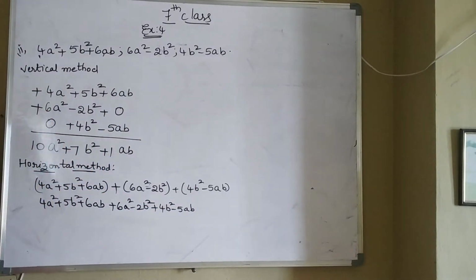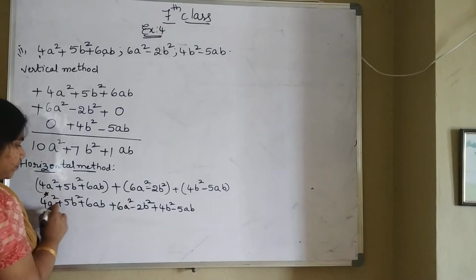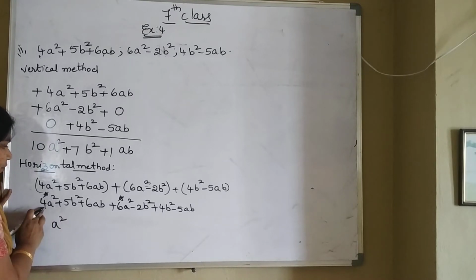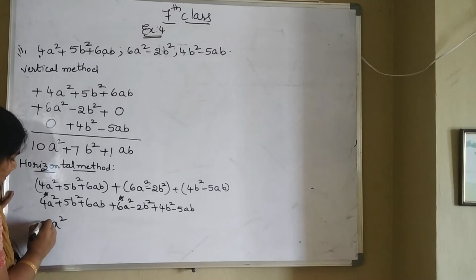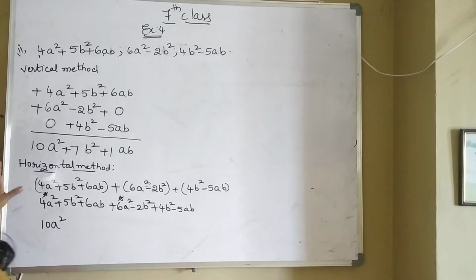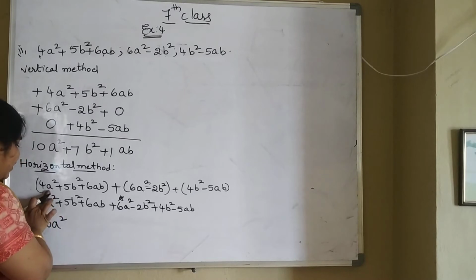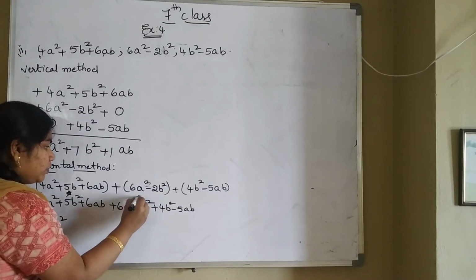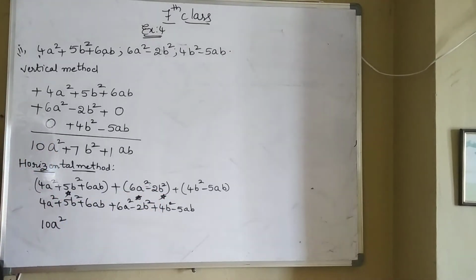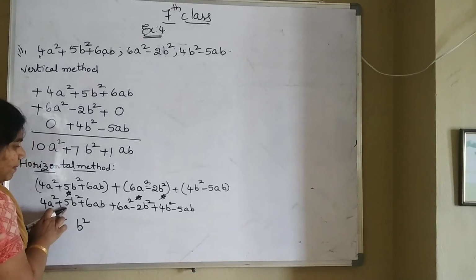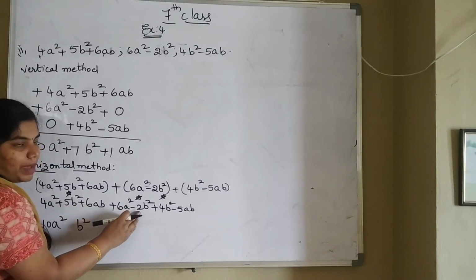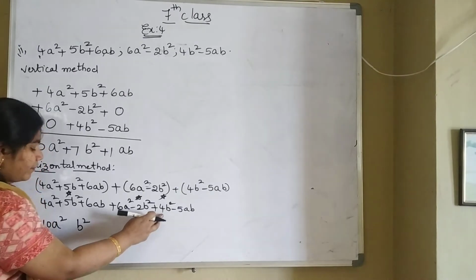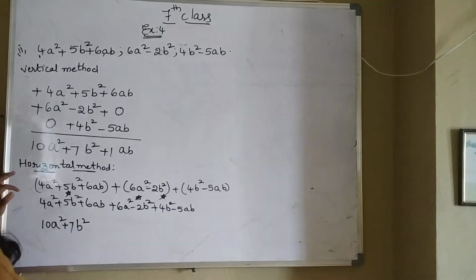Now see the like terms. What are the like terms here? A square. Two like terms are there. First write the a square term as it is: 4 plus 6 will be plus 10, so you got 10a square. Now the b square terms, where are they? 1, 2, 3, so three b square terms are there. Write b square as it is. Now plus 5 minus 2 will be 3, and 3 plus 4 will be equal to 7. So you will get plus 7b square.